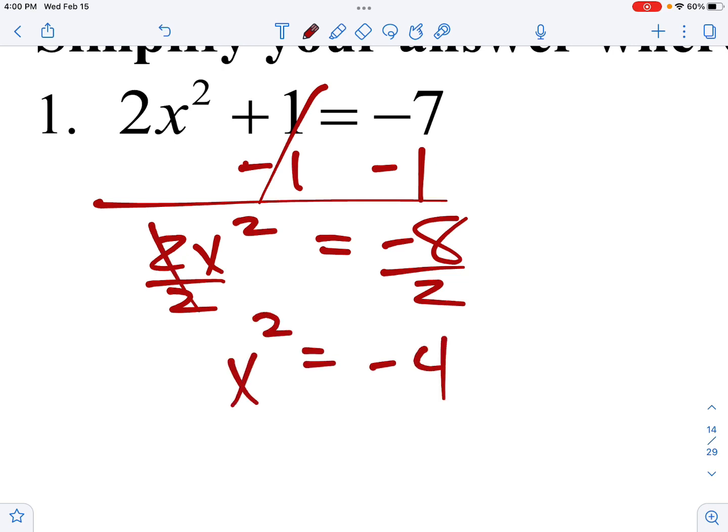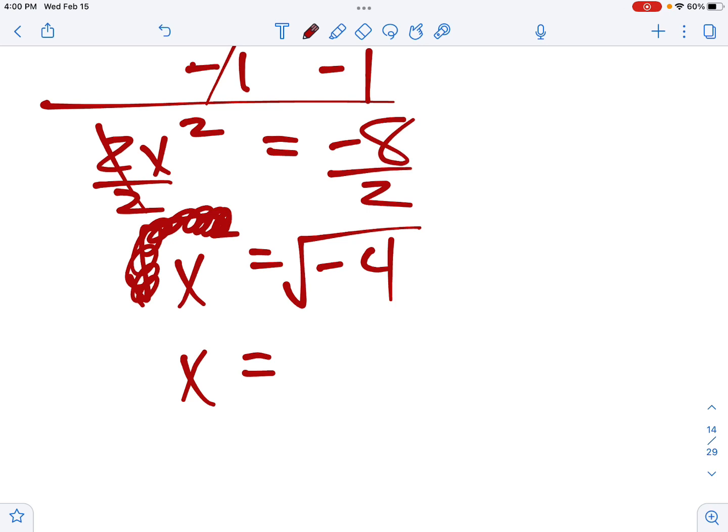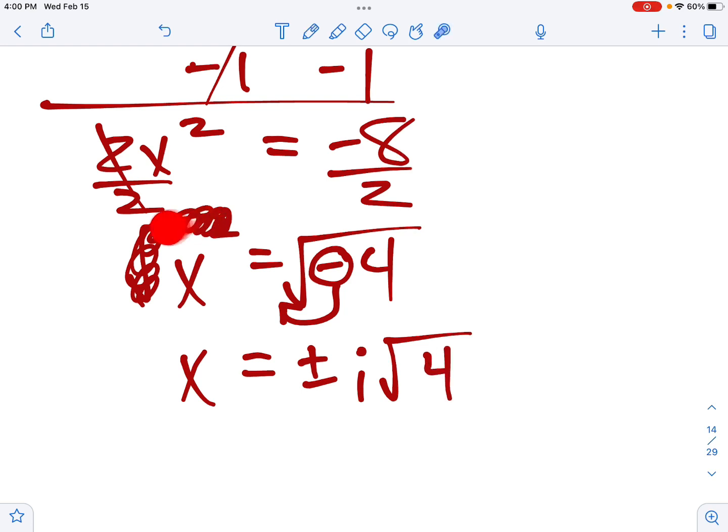Okay, now that we have the x squared all by itself and we got rid of all these other numbers around it, now we can square root both sides. So I'm going to square root, and remember when you square root a square, that's what makes this go away and we just have x equals. The thing is that I got to figure out this 4. Remember from last chapter how you can take out the negative as an i? And I'm also not going to forget my plus or minus. So remember, anytime that you square root both sides, we need our plus minus, okay?